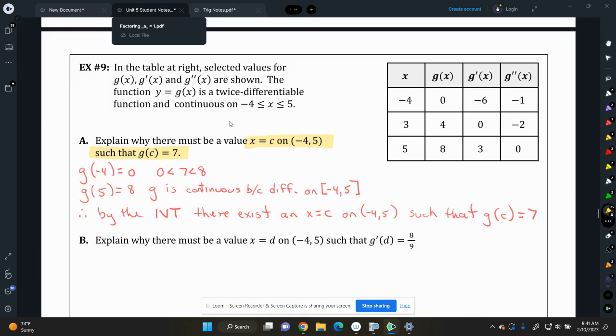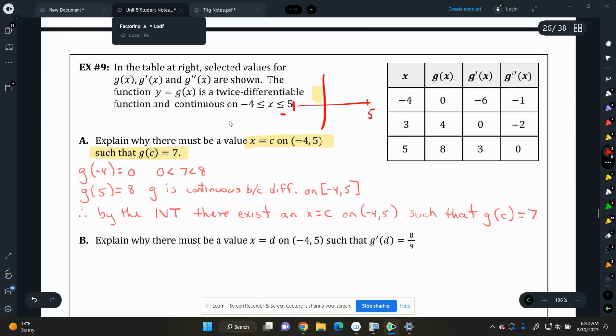If it's not continuous, then that's not the case, right? Because if this was not continuous, I could have something like, here's 5 and here's -4. g of 5 is 8. I could have something like this. g of -4 is 0. I could have something like that. There is no place in between where g of x equals 7. So that's where you really have to take the time to think through, why do I know that, okay?